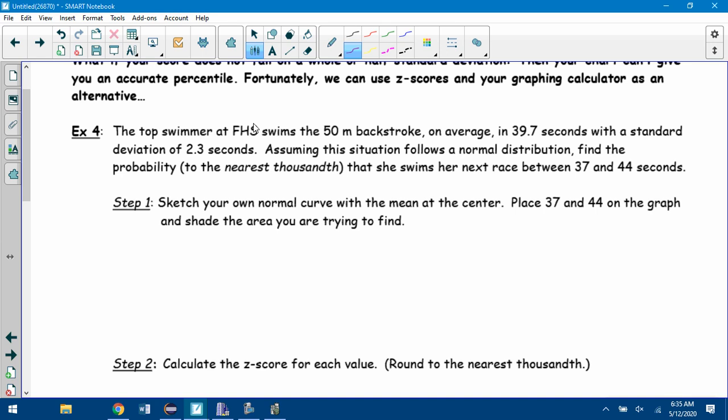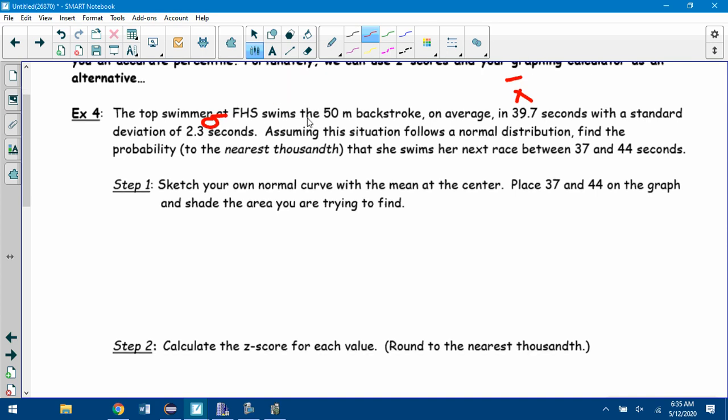Okay, so since the top swimmer swims on average at 39.7 seconds, this is X bar. Standard deviation is 2.3 seconds. Assuming this situation follows a normal distribution, find the probability to the nearest thousandth that she swims her next race between 37 and 44 seconds. It says sketch your normal curve with the mean at the center. Place 37 and 44 on the graph and shade the area you're trying to find. So you always want to do a sketch.